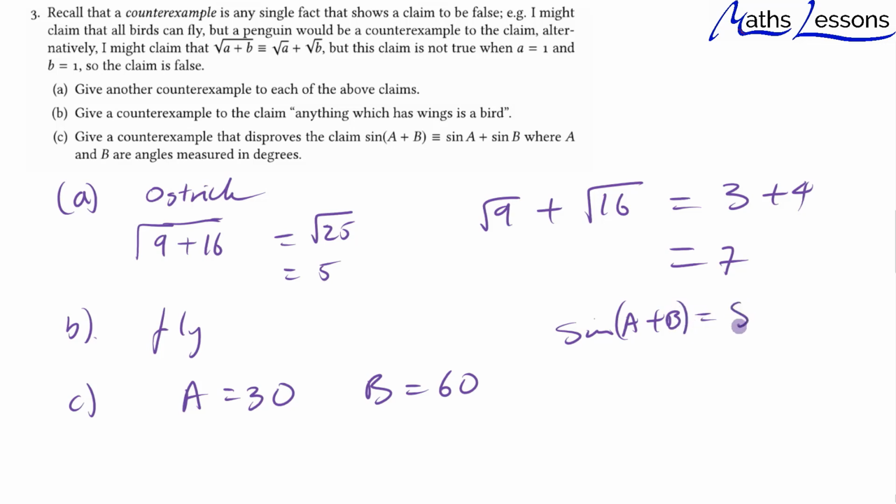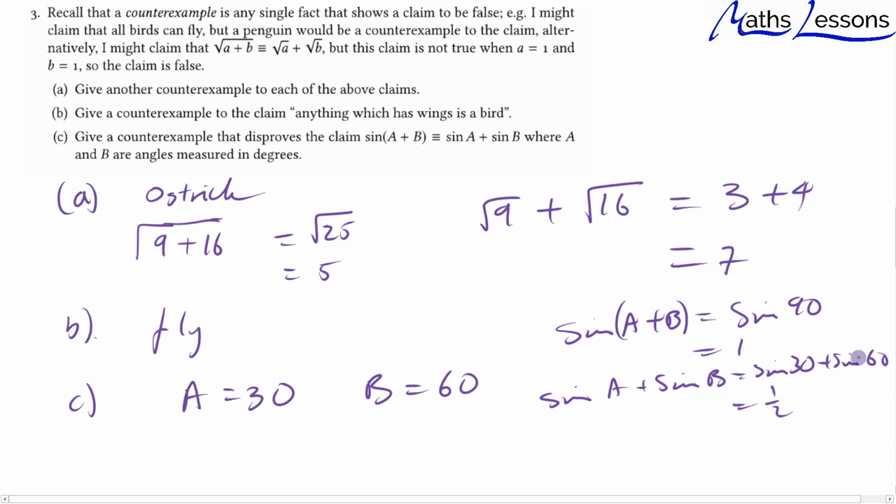now we know that sine of a plus b will equal sine of 90, which is 1, and we know that sine a plus sine b will equal sine of 30 plus the sine of 60. Sine of 30 is a half, sine of 60 is root 3 over 2, and that's equal to 1 plus root 3 all over 2, which is clearly not equal to 1. So here we go, just a few examples of how to do a counterexample. You don't need to prove any algebra on these questions when you're disproving with a counterexample. You just need to come up with the one thing that says it's not true.